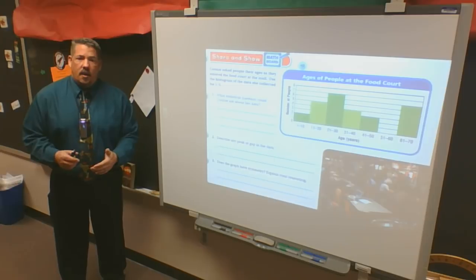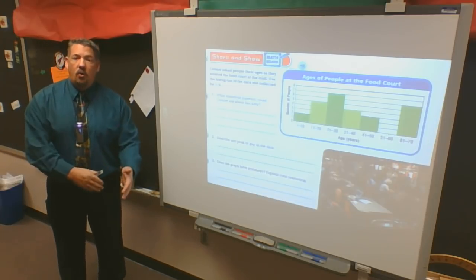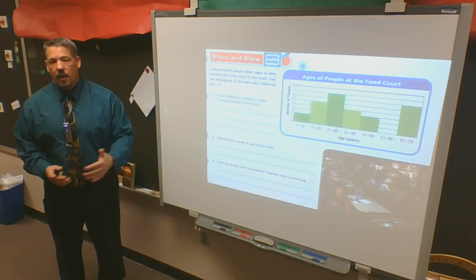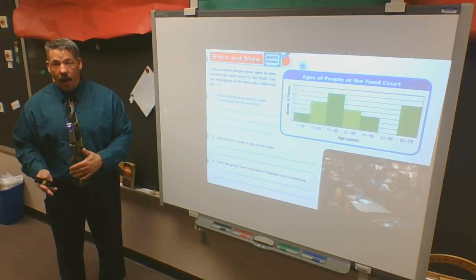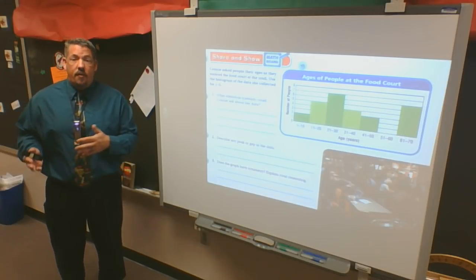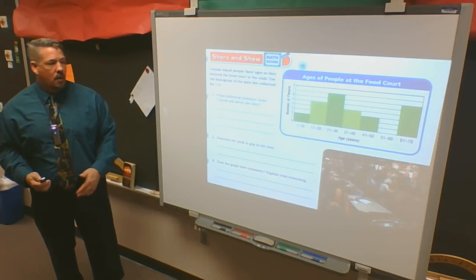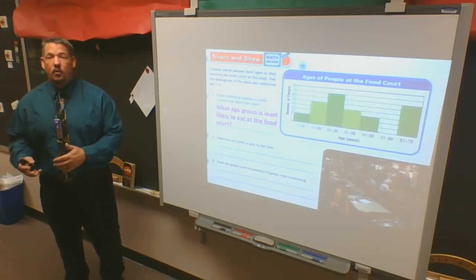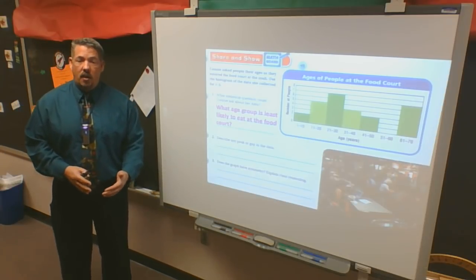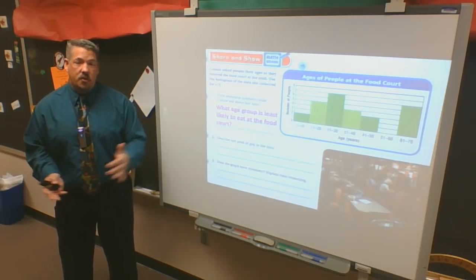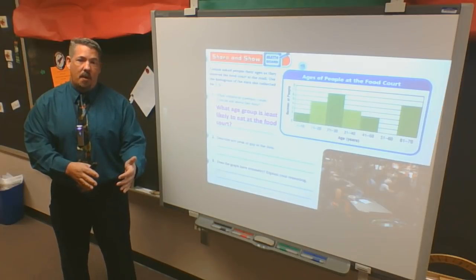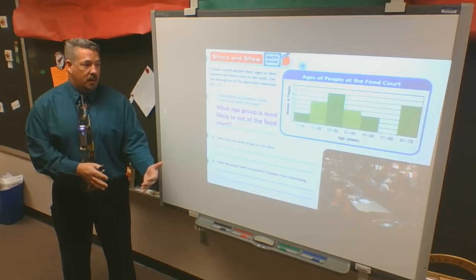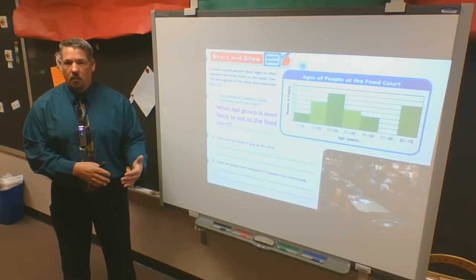So if I go in and I ask Tommy, how old are you? And he tells me I'm 14, that's a specific answer. That is not statistical. I have to ask a question that could have a variety of answers. I could ask, what age group is least likely to eat at the food court? Now that answer could change. If she did this on a Monday, if she went back on a Tuesday, she may not get the same answer. She very likely would not get the same answer on Saturday, because that's the day where most people are going to be at the mall.